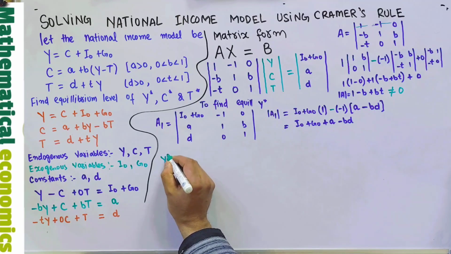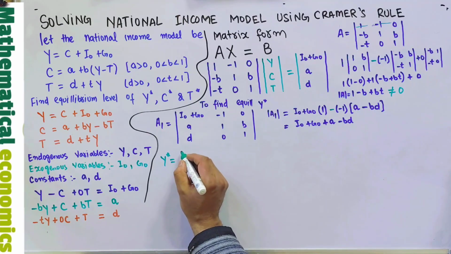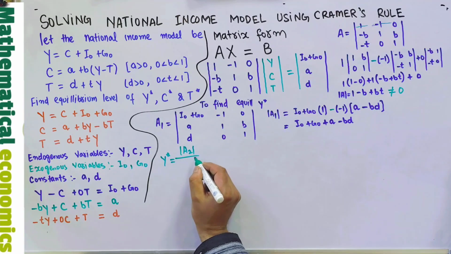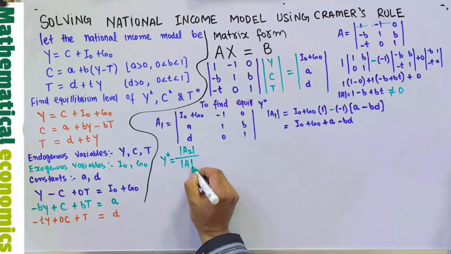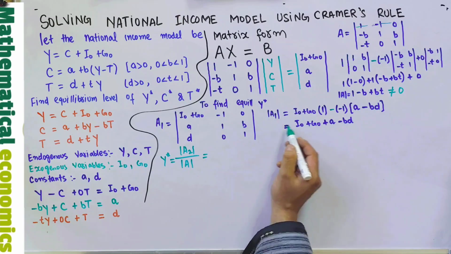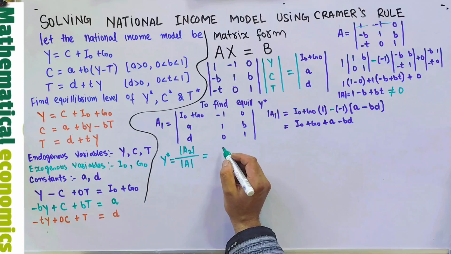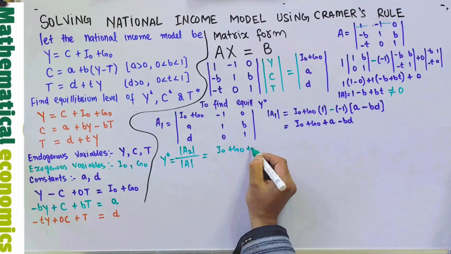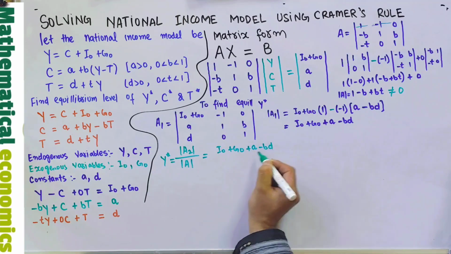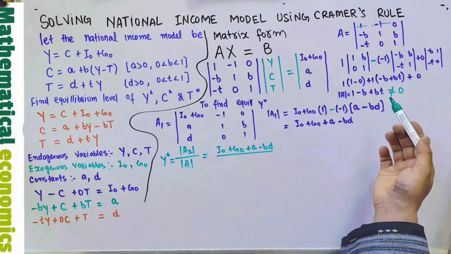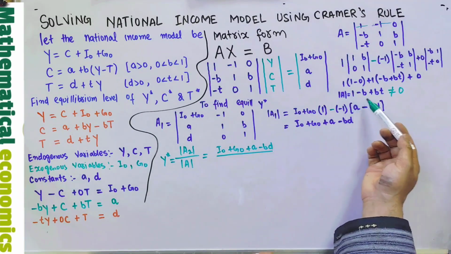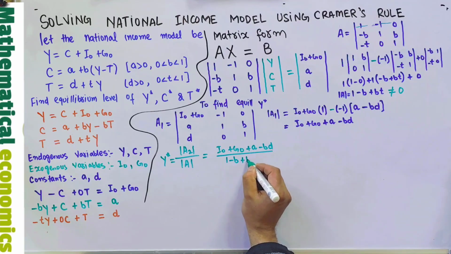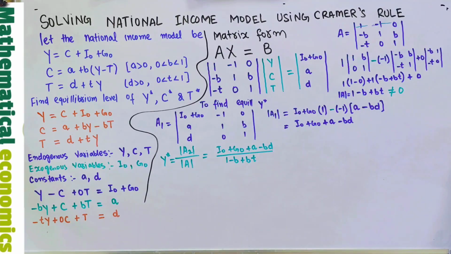Then what will be the equilibrium level of income? The value of Y star will be equal to the determinant of this new matrix that we have found out, divided by the determinant of the coefficient matrix. So the determinant of this matrix is I0 plus G0 plus a minus bd. To this we divide by the determinant of the coefficient matrix, which we got as 1 minus b plus bt. So this is our equilibrium level of income.